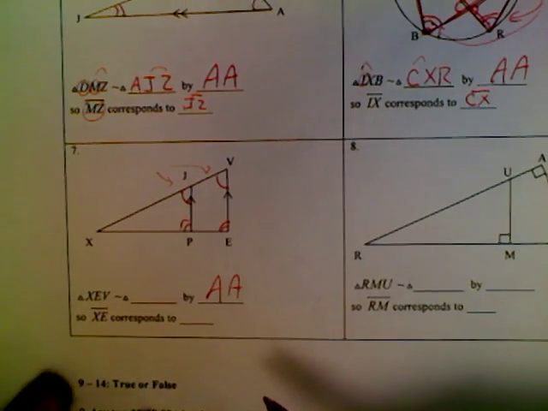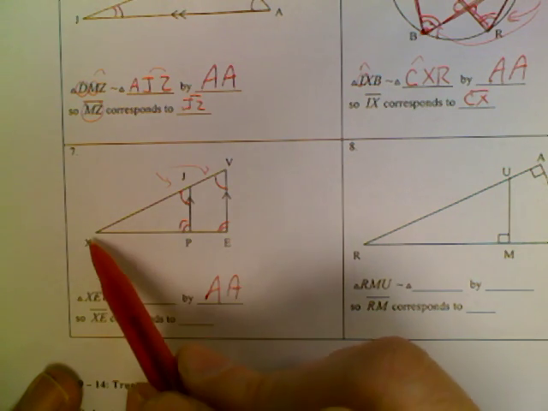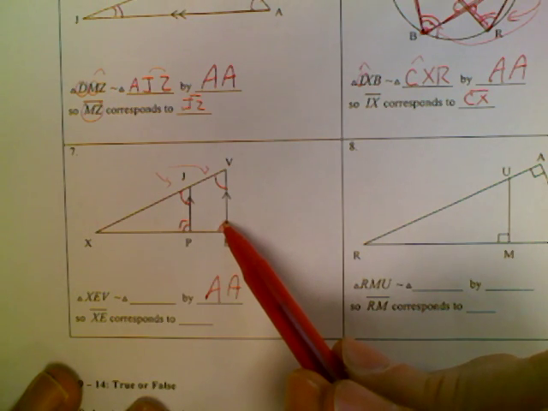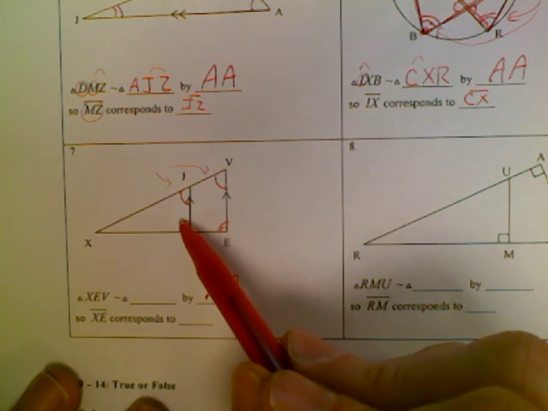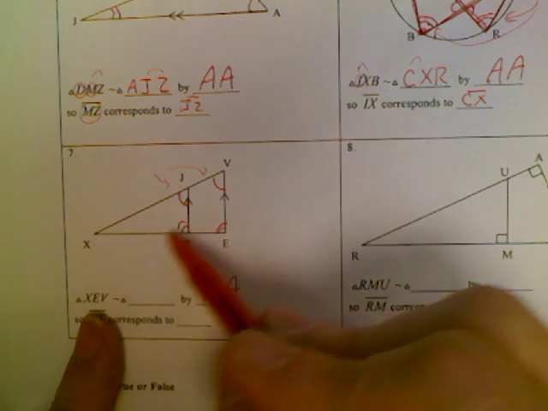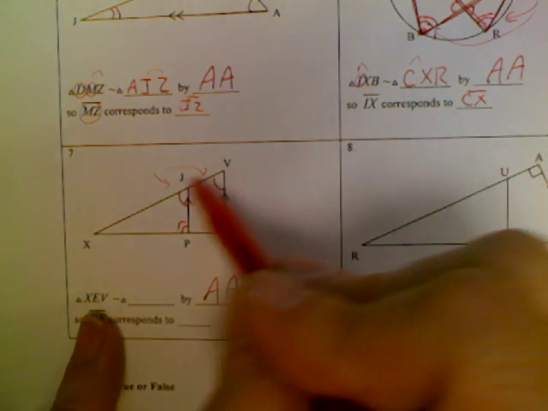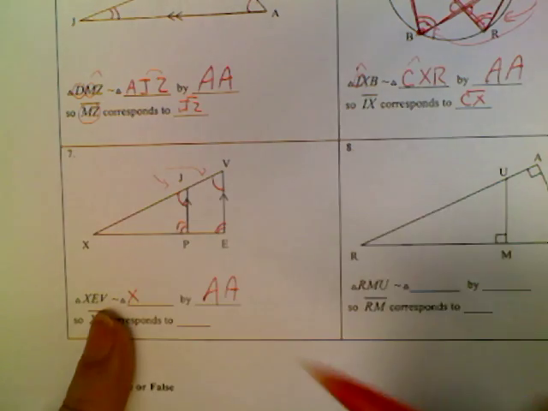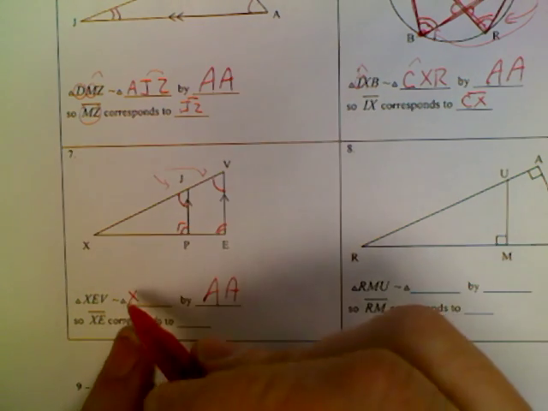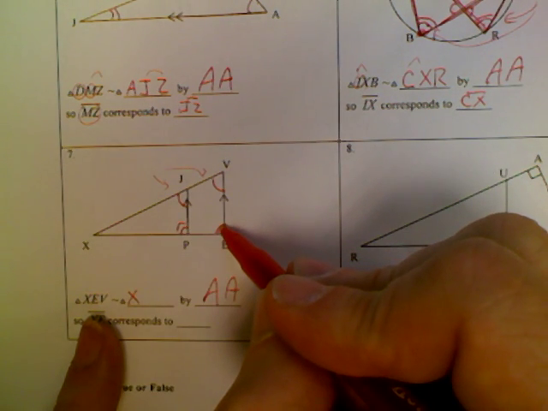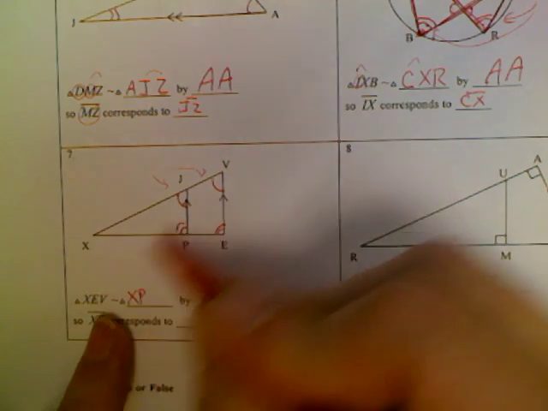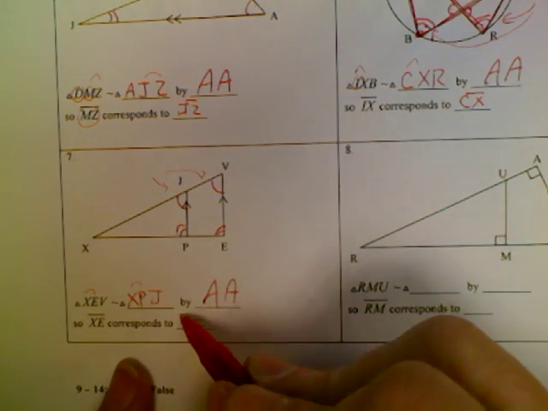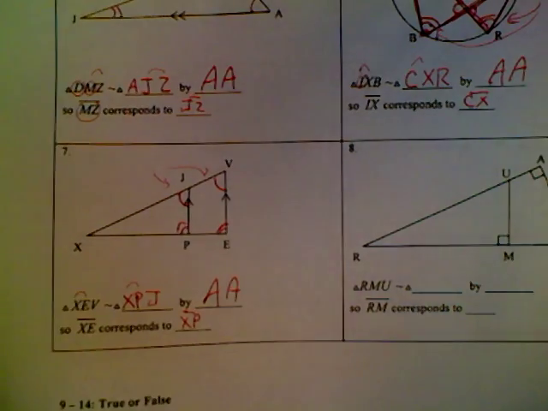By the way, do you see the two triangles in this picture? I named one of them XEV. That's one triangle. And the other triangle would be this little one right here. So what angle from the little triangle matches up with X from the big triangle? Well, it's angle X, isn't it? Those are actually the same angle shared by two different triangles. All right, and then angle E matches up with angle P, and angle V matches up with angle J, so XE corresponds to XP. Okay.